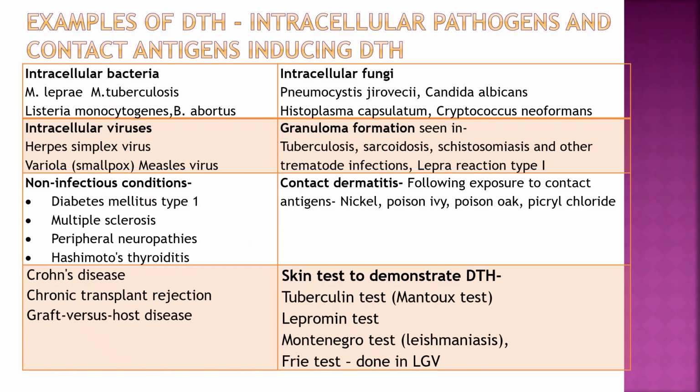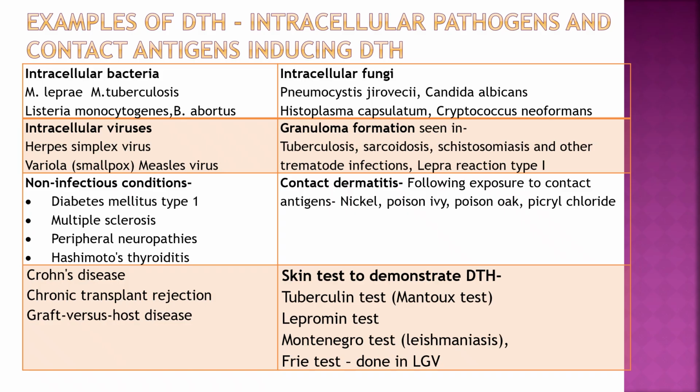Examples of DTH: intracellular and contact antigens inducing DTH. Intracellular bacteria, for example M. leprae, M. tuberculosis, Listeria, and Brucella abortus. Intracellular viruses: herpes simplex virus, variola, smallpox, measles virus. Intracellular fungi: Pneumocystis jirovecii, Candida albicans, Histoplasma, Cryptococcus. Granuloma formation seen in tuberculosis, sarcoidosis, schistosomiasis and other trematode infections, and lepra reaction type 1.